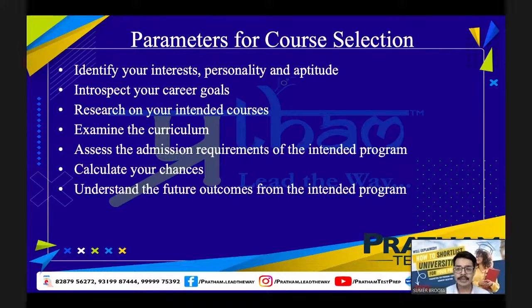The second thing is introspective career goals. So for example, if you're planning on doing something in economics, maybe your career goal is to get into econometrics or operations research, right? So identifying that particular thing is very important.